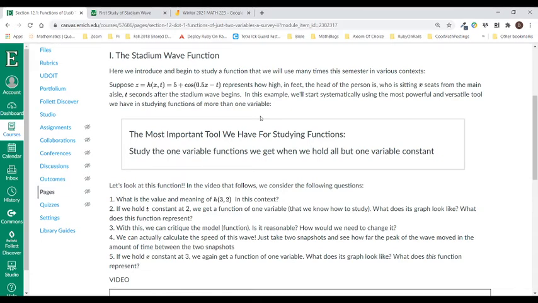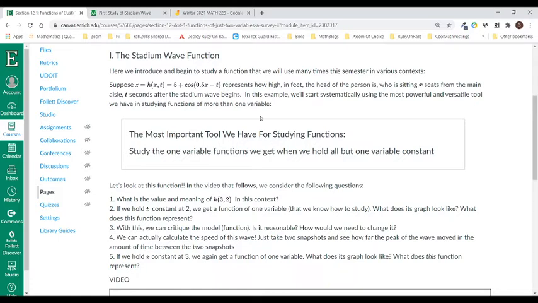In this video, I would like to just look at the stadium wave function. It's an example that we're going to be using many times this semester, and all I want to do is use the basic technology we're going to use most of the semester. We will also be using Play-Doh now and then, but not today.